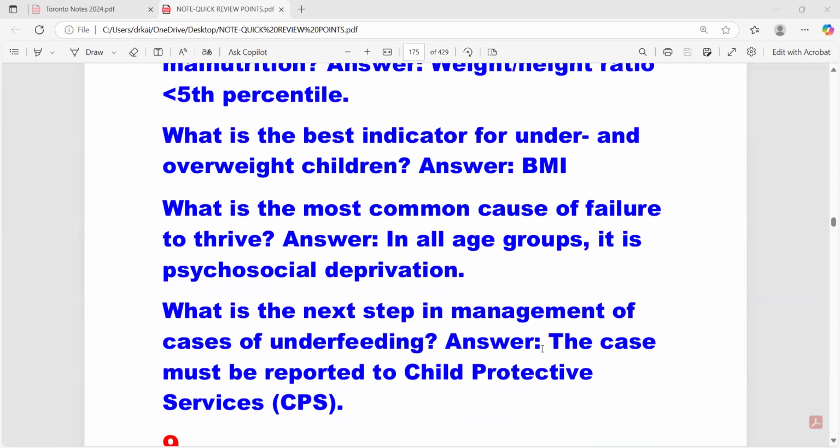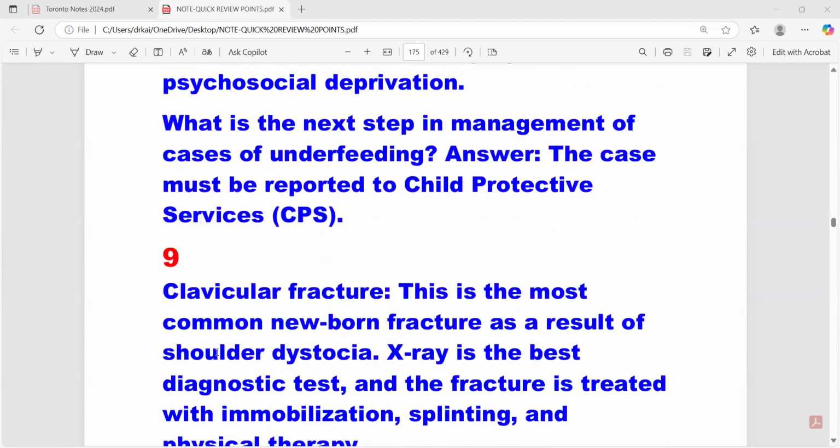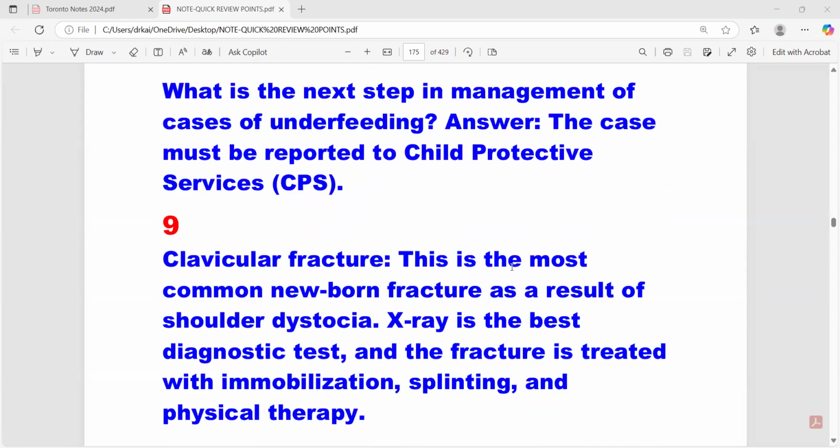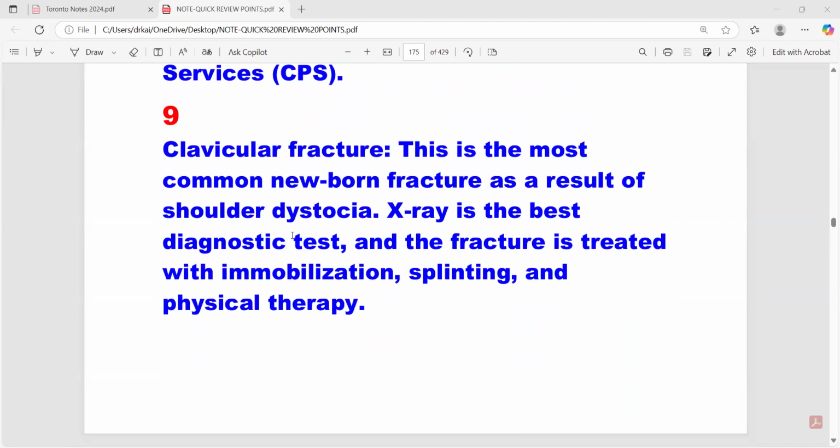What is the next step in the management of causes of underfeeding? It could be child neglect, and in those cases we involve the CAS, usually Children's Aid Society, the protective services. Then clavicular fracture. This is the most common newborn fracture as a result of shoulder dystocia.